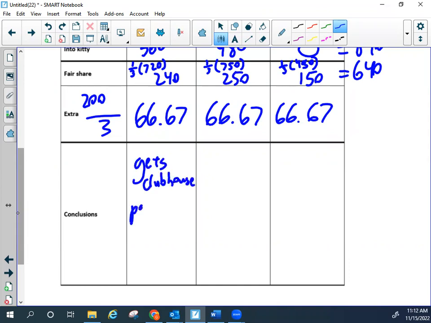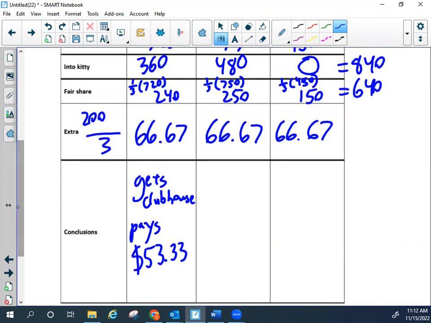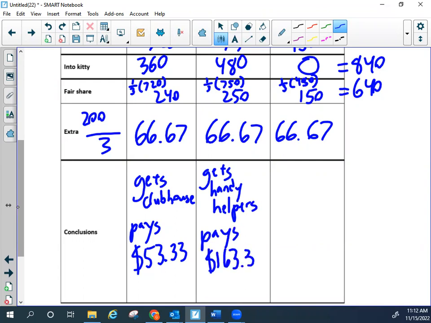but he ultimately pays $53.33. Minnie, also a negative number. She did $66.67 plus $250. That's money she put in her pocket, but minus $480 because she put that money into the kitty. So she gets handy helpers. But she ultimately pays $163.33.